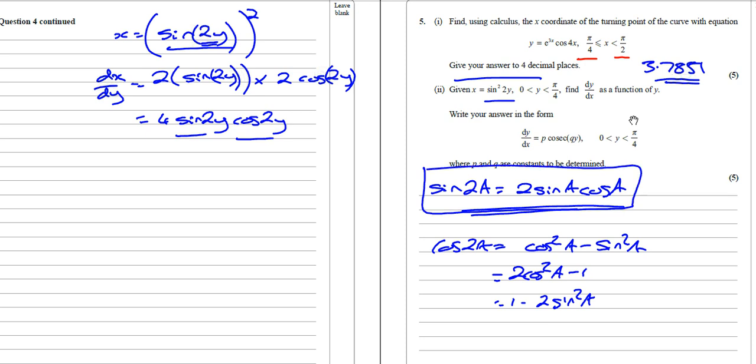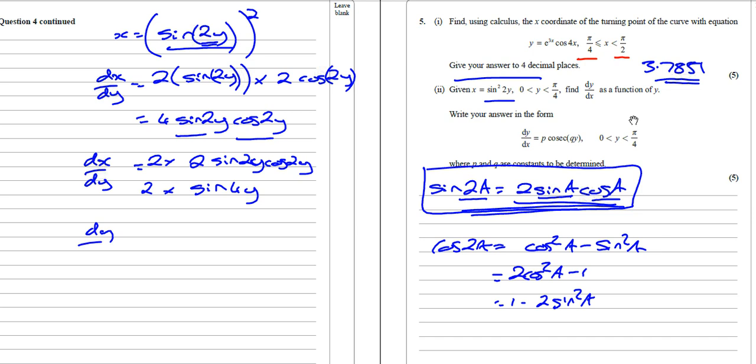If you know that sine 2a is this thing here, we can actually say dx by dy equals 2 times 2 sine 2y cos 2y, which looks remarkably like this. So if this is sine a cos a, that's going to be sine 2a, so that's going to be 2 times sine 4y. So this is what dx by dy is.